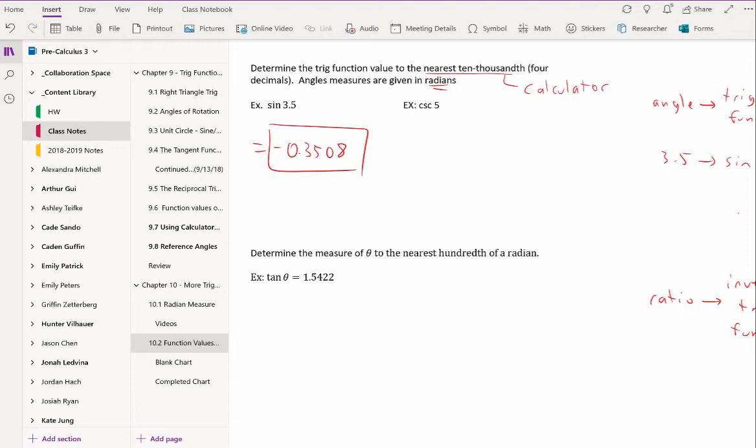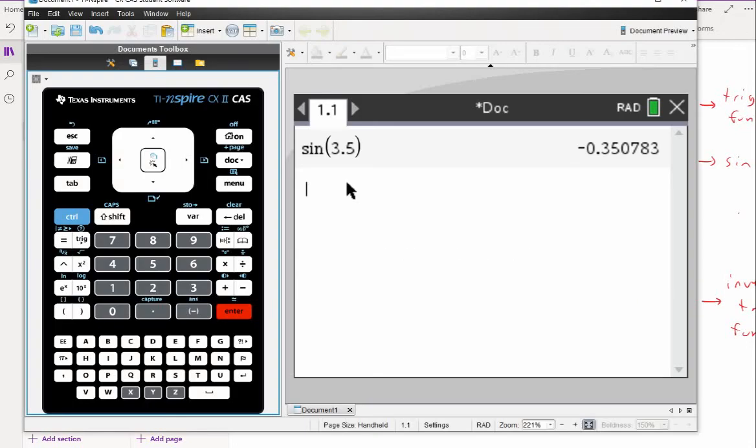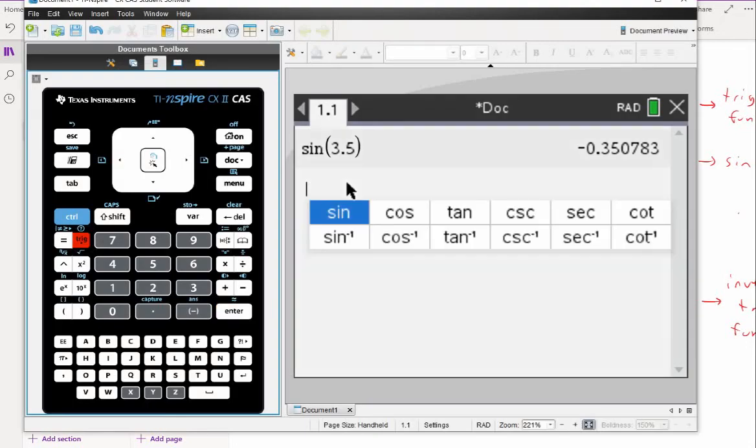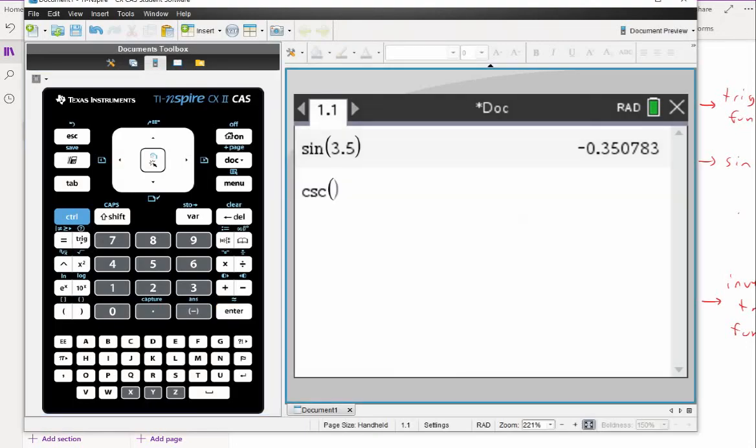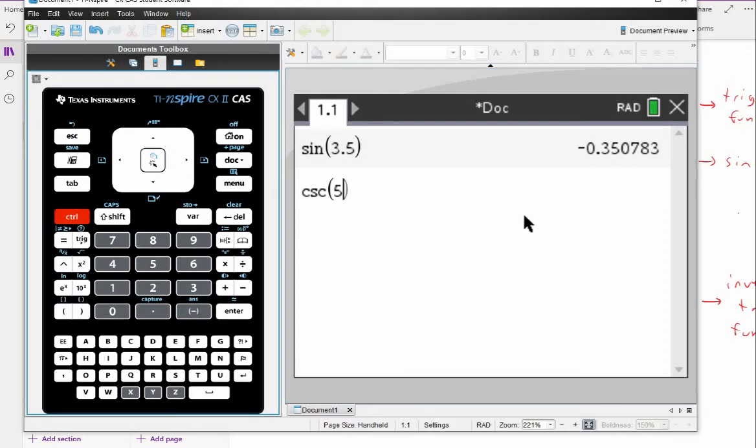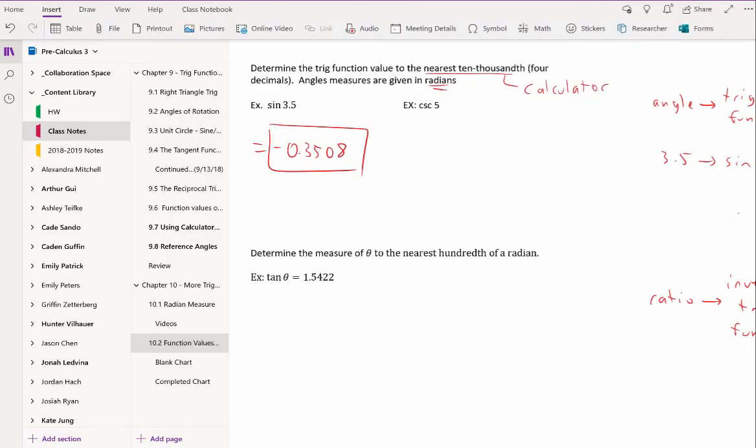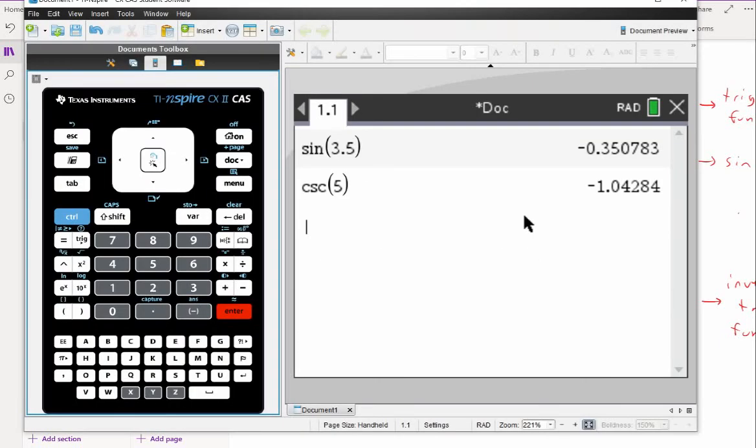If I'm using the Inspire, cosecant of 5 is very easy. I would just pull up my trig functions, select cosecant of 5, and Control Enter gives me the decimal: negative 1.0428.